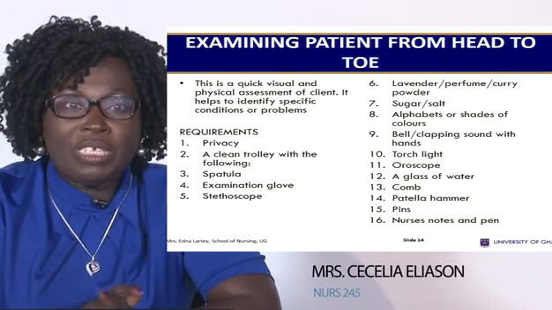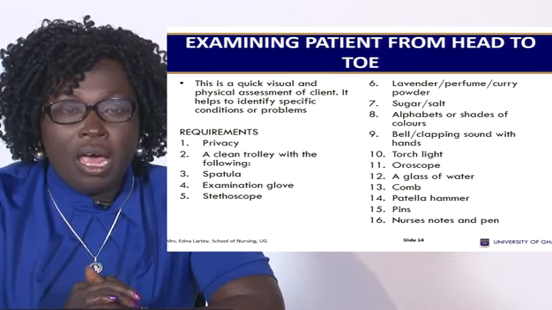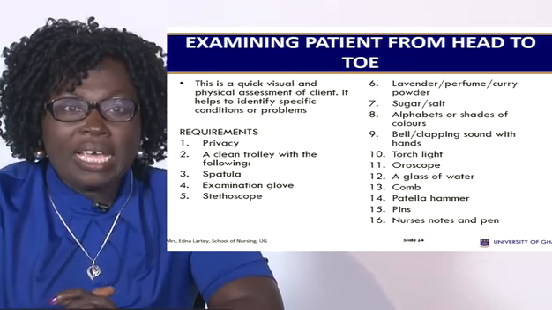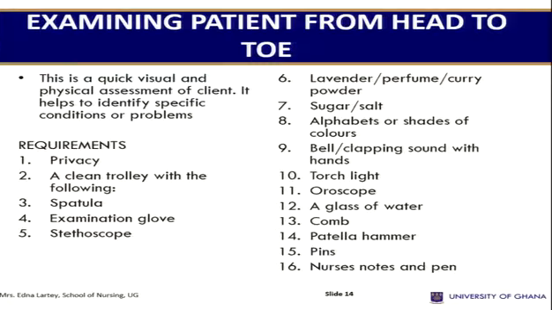The requirement for physical examination: here you will need to provide privacy, a clean trolley with the following items: a spatula, examination gloves, a stethoscope, a lavender perfume, curry powder, sugar or salt, alphabet or shades of color, a bell, a clapping sound with hands, torchlight, horoscope, a glass of water, a comb, a patella hammer, pins, nurse's notes, and then a pen.